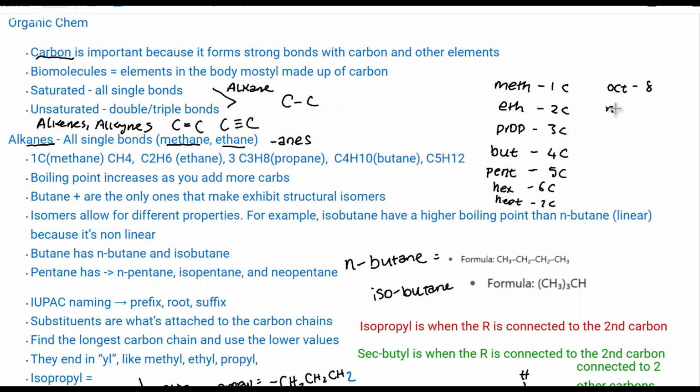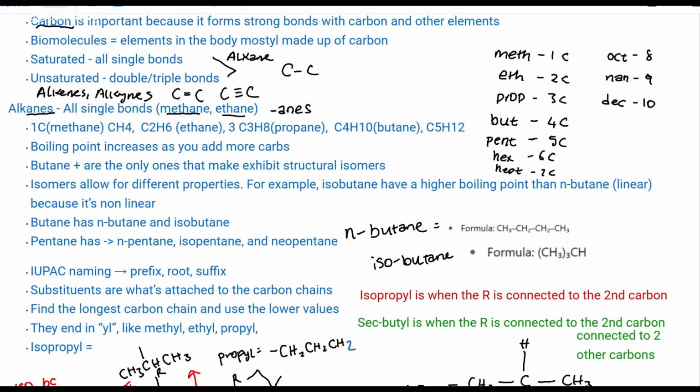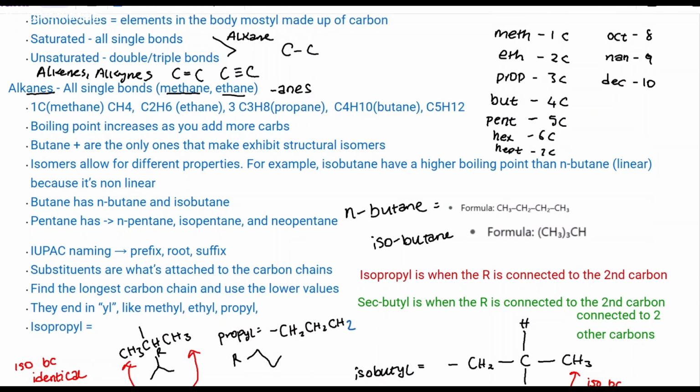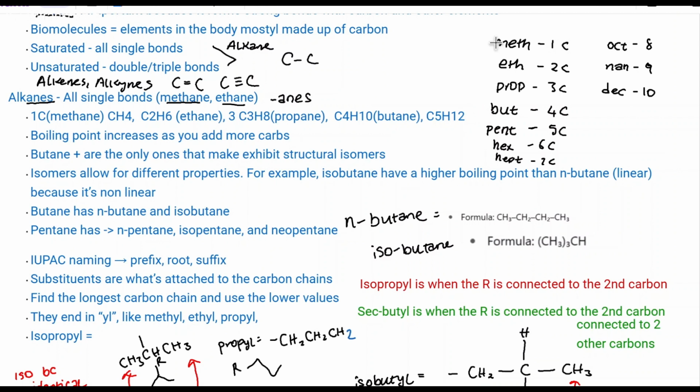Then nonane, 9, and then decane, 10. These are skills I've picked up throughout my life, knowing the root words for 6, hex, hept, oct, non, dec, but it's important to remember them. The next thing on the list is that the boiling point increases as you add more carbons. So the boiling point of butane is higher than the boiling point of methane because it has more carbons.